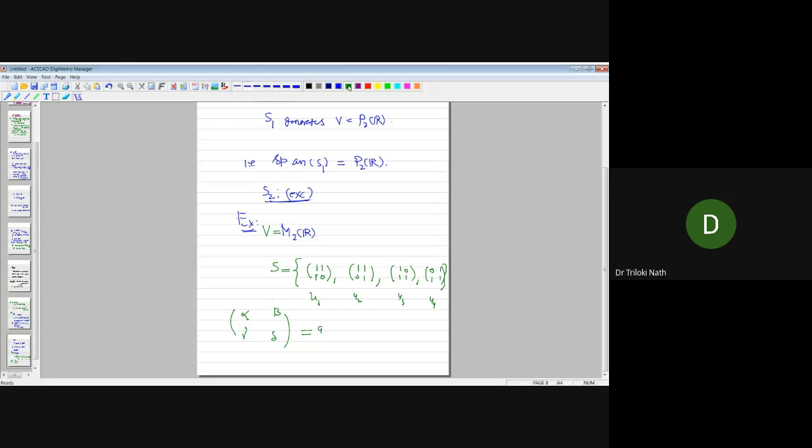So we need to find the coefficients A, B, C, D, real numbers, such that A(1 1 1 0) plus B(1 1 0 1) plus C(1 0 1 1) plus D(0 1 1 1) equals the matrix alpha, beta, gamma, delta. So after finding the values of A, B, C, D, we can find the matrix alpha, beta, gamma, delta. When you simplify this, I will take 2 minutes more.